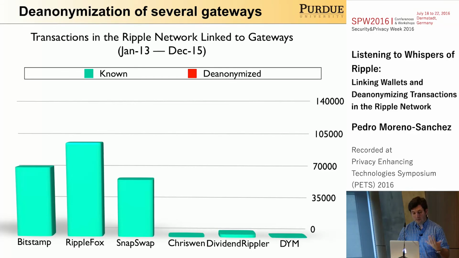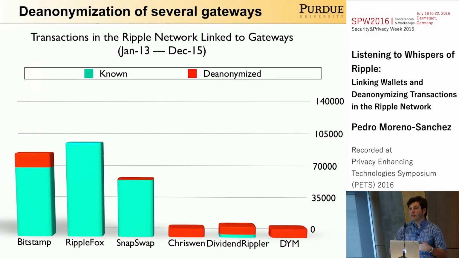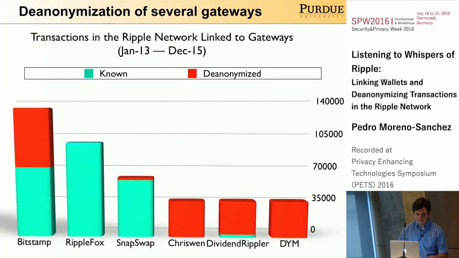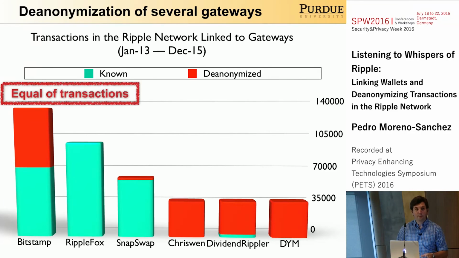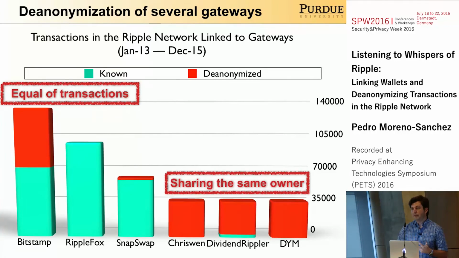However, in our de-anonymization process, we figured out that wallets or gateways were doing many more transactions. In particular, we saw that for Bitstamp, we were able to de-anonymize as many transactions as were publicly known before. Another interesting point is that if you look at gateways like Crispend, Dividend Rippler, or DIM, and if you look at their publicly known transactions, it seems that they don't have much relation between each other.